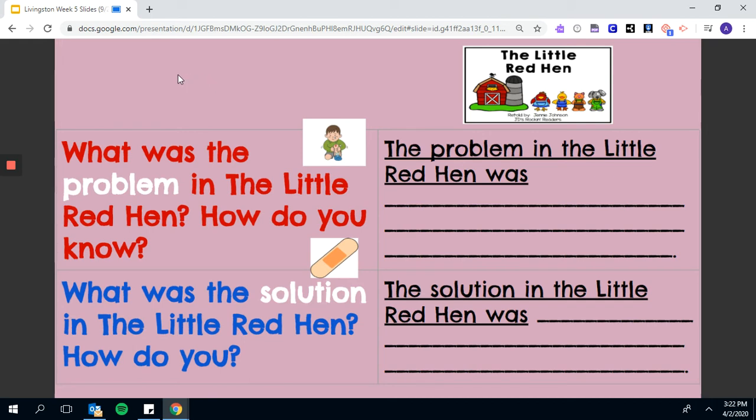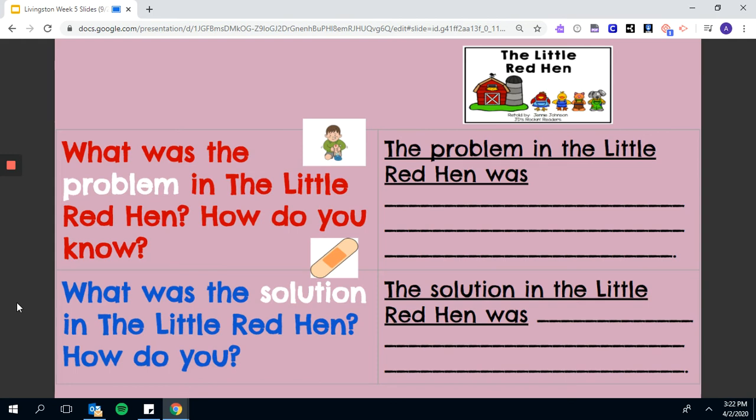Here is our first question. You only have to write your answer. You just listen to the question. Question number one is, what was the problem in the Little Red Hen? How do you know? Not only do we want you to tell us what the problem was, but we also want you to tell us how you know.